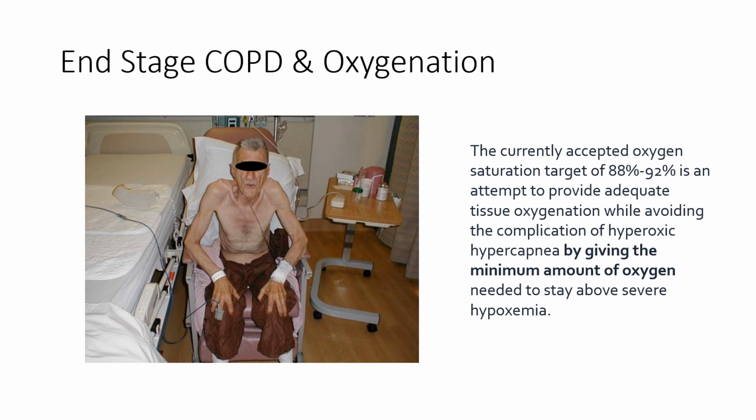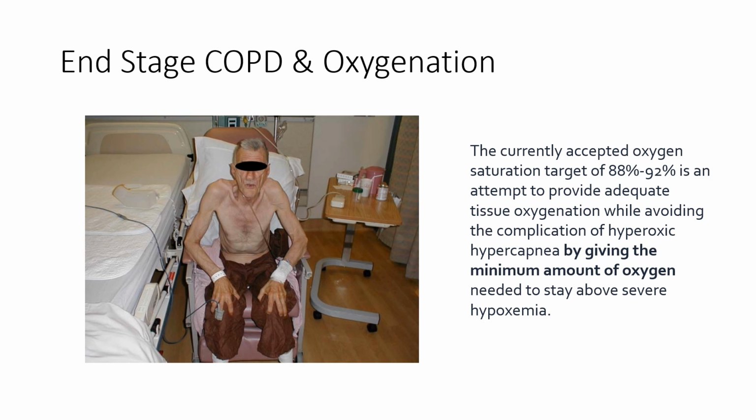End-stage COPD and oxygenation. The currently accepted oxygen saturation target of 88 to 92% is an attempt to provide adequate tissue oxygenation while avoiding complications of hyperoxic hypercapnia by giving the minimal amount of oxygen needed to stay above severe hypoxemia. What does that mean? This means that we have an exception to everything we've ever taught you about oxygenation. This end-stage COPD patient will thrive between 88 and 92% pulse ox.